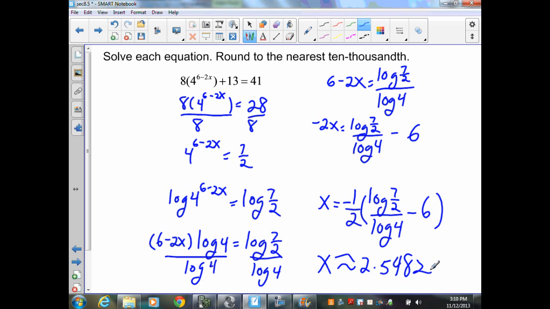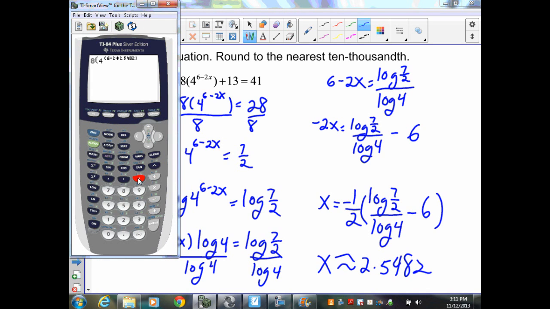Now I'm going to substitute that value back in, hit enter, and then I'm going to add 13. And you can see I get 40.99699, which will approximate to 41.